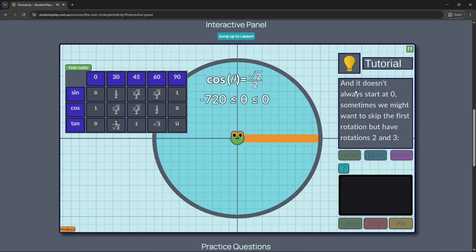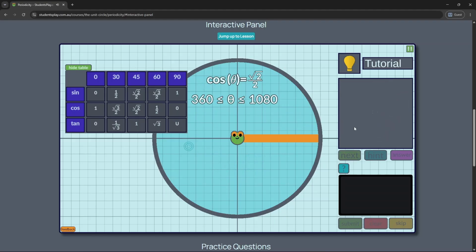So, yep. And it doesn't always start with 0. Sometimes we might want to skip the first rotation, but have rotations 2 and 3. So maybe we don't just start at 0. We already think, okay, what if I've already rotated around 360? And then I keep going from there, and I go up until I get to 1080. Or maybe just skip the first half rotation. Okay, so we just go up to 180. So there, and then we look at what happens after that, but nothing before that.